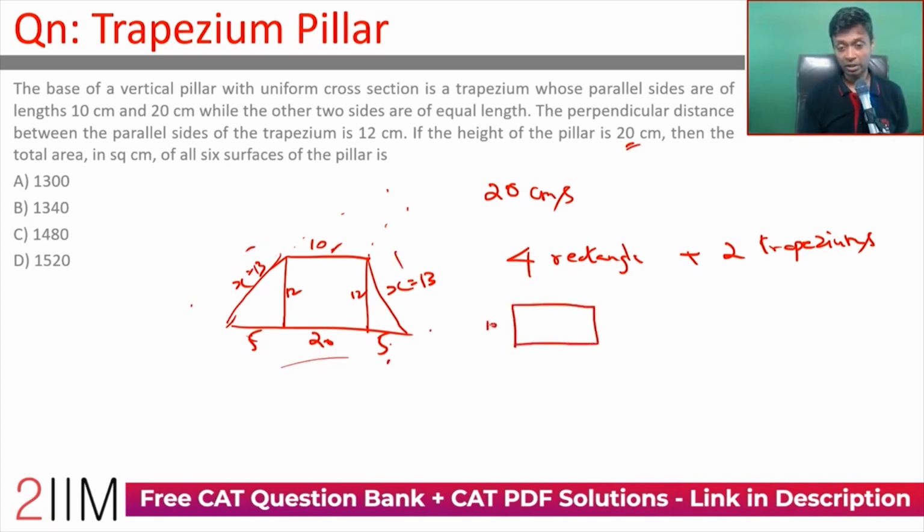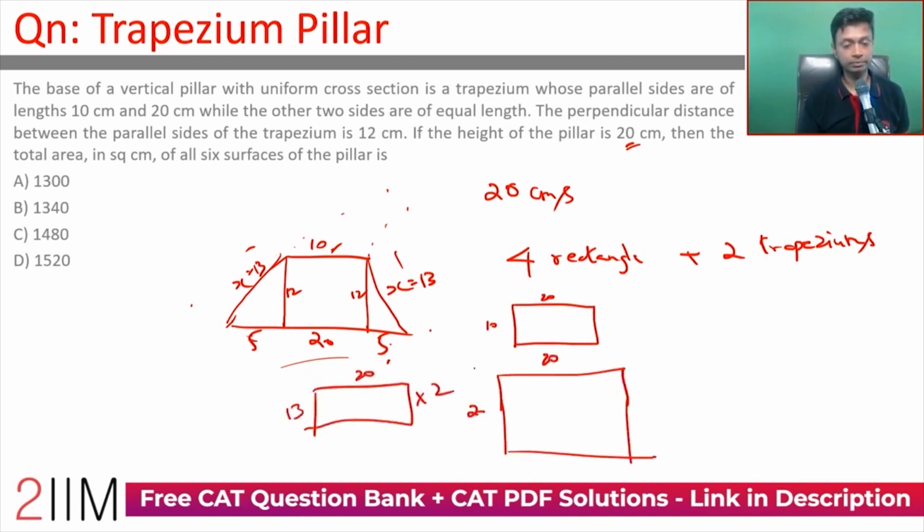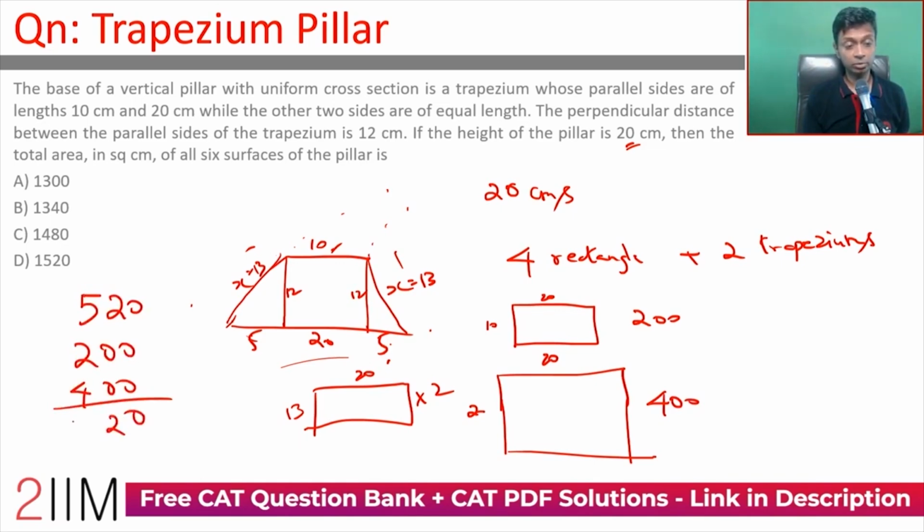one measuring 10 by 20, one measuring 20 by 20 and 2 measuring 13 by 20. So 10 by 20 area is 200, 20 by 20 area is 400, 13 by 20 is 260 into 2, 520. So we're looking at 520 plus 200 plus 400. So 1020. Sorry, it is 6 plus 5 is 11, 1120. This is the sum of the 4 rectangles.